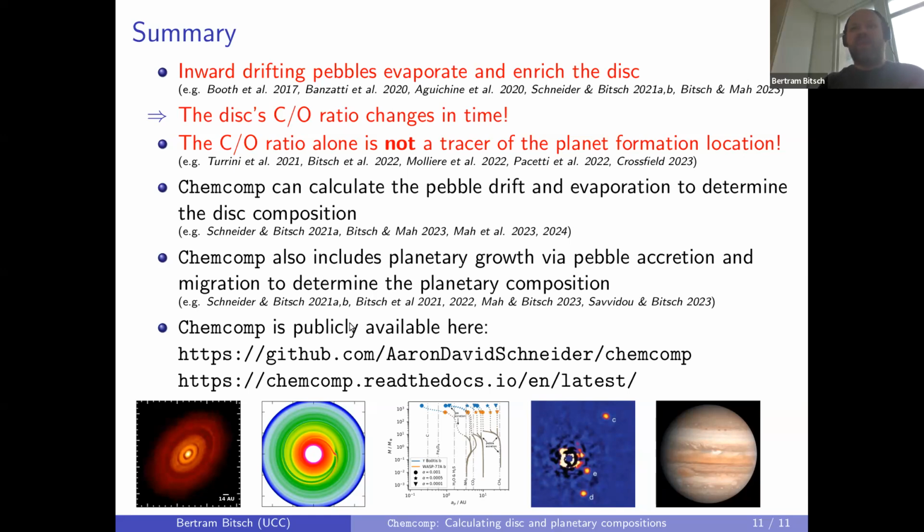The code is publicly available on GitHub. We also have a wiki that can guide you through the different options of the code. The code is also written very modular, so there are different add-ons that I didn't talk about, and they are not publicly available. For example, we have a student, Julia Lina, who works on photoevaporation within this code. If you're interested in this, we can of course talk about it and also release it to you. Or of course, you can adapt the code by yourself. Thank you, and I'm happy for any questions.